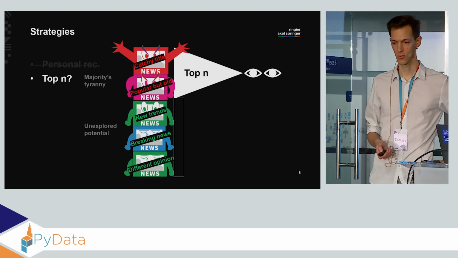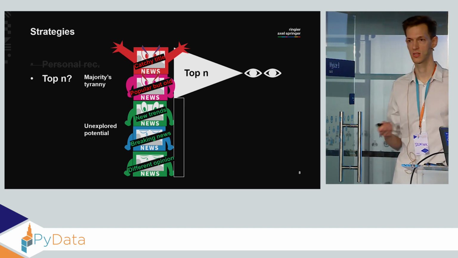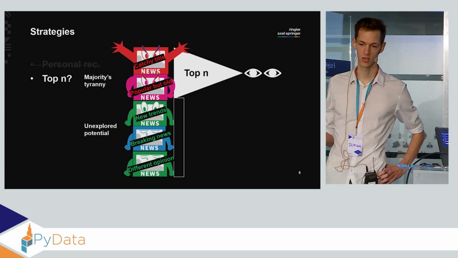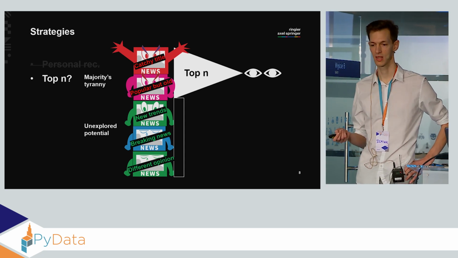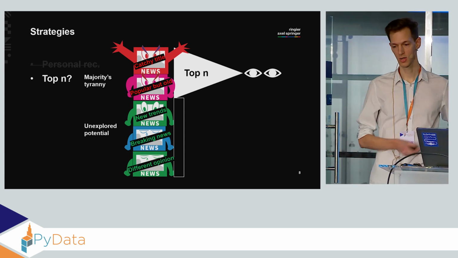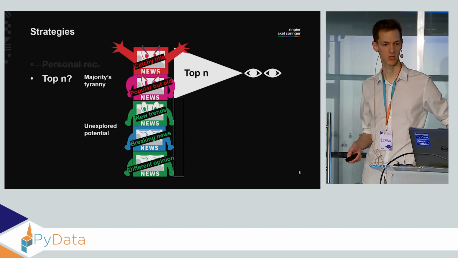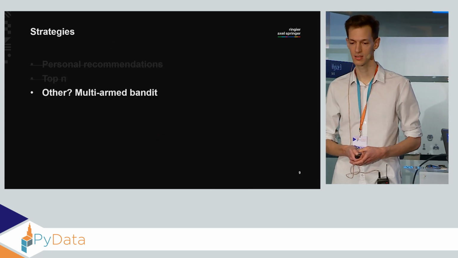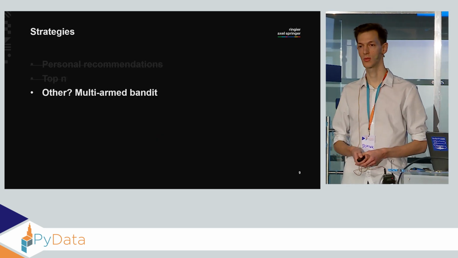So this problem is usually called the majority's tyranny, where it is the majority that dictates most or all of the content that is visible, whereas on the bottom here we see a lot of unexplored potential. So clearly we need something a bit more sophisticated than that, and this is where the multi-armed bandit problem comes in.